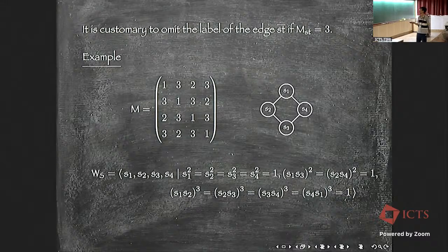Then for the diagram, 1, 2 is a 3, so these two vertices should be connected, and then I should put the label 3 here. But as I said, we just omit the label 3. And then 1 and 3: the 1, 3 entry is a 2, so there is no edge between them. Okay, there is no edge. So this is just one way to describe this special group, which is the Coxeter group.